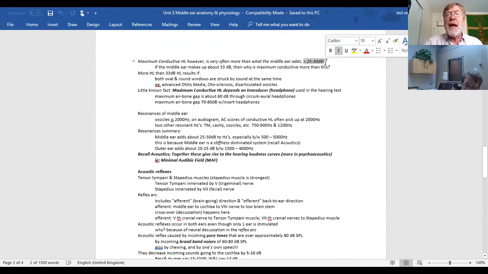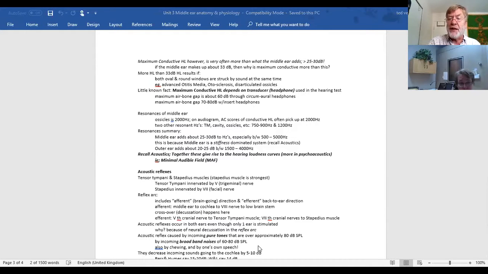So if the middle ear makes up about 30 to 35 dB, then why can the maximum conductive hearing loss be more than this? Think about someone with a bad earache. Think about someone with a damaged middle ear. That someone can have hearing loss greater than 30 to 35 dB, even though that's what the middle ear makes up. Now, the question here is, how come? We broached this question a little bit last week, so we'll continue on it this week, okay? Here it is in PowerPoint.